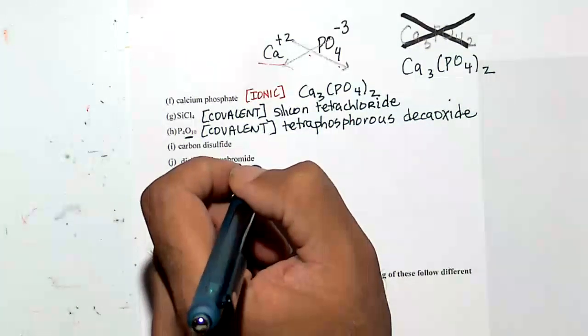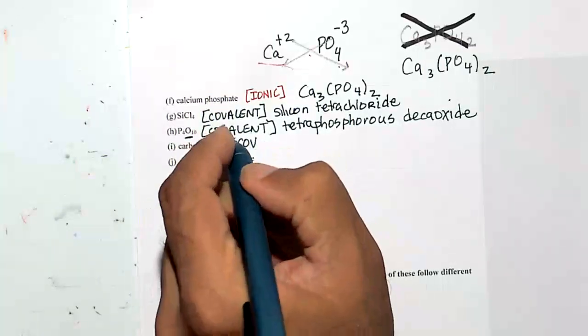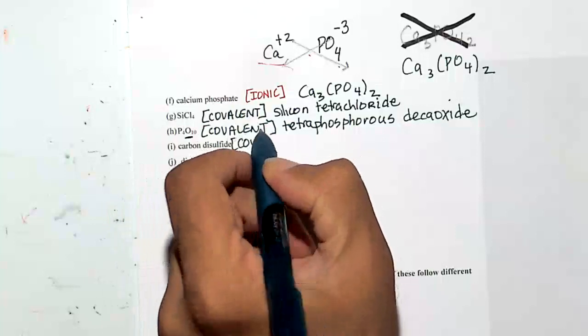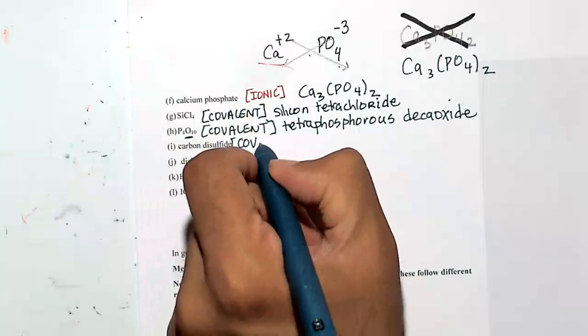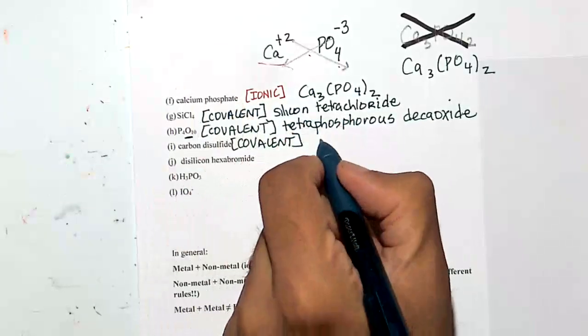Carbon disulfide. What do you guys think? Ionic or covalent? Okay, this is not carbon dioxide where we drop the prefix. This is carbon disulfide. And what's the formula?